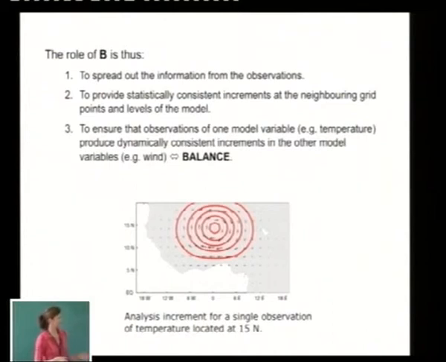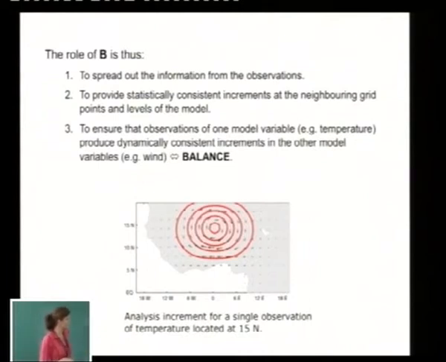And it is doing that not only to the observed quantities, but also to other quantities, and not only horizontally, but also vertically. So this is what we call balance. For this single temperature observation, which was warmer than the previous forecast, the largest impact is found at the point where the observation was taken, but then there is a smaller impact which is almost isotropically spread in the neighborhood of this point.